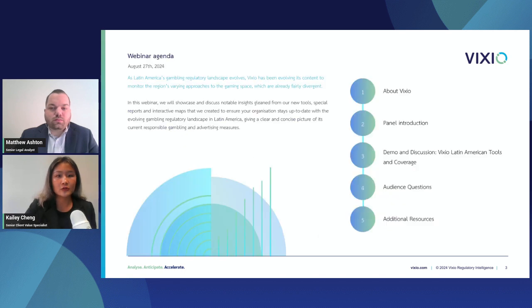So in today's webinar, we will be showing you how to use the Latin America versions of our responsible gambling overview and advertising overview tools, two of the many tools available to Vixio gambling compliance subscribers. Firstly, to set the scene, we'll explain what they are and how they work. Then we'll use the tool to run some comparisons of gambling advertising regulations in various jurisdictions. We'll also be highlighting an interactive map and a special report on Brazil. Throughout this, Matt and I will have some conversations about notable insights and analyses that can be gleaned from using the tools. And then finally, we will close with some audience questions at the end.